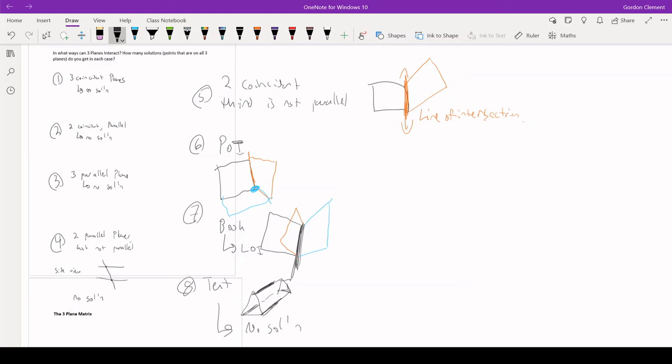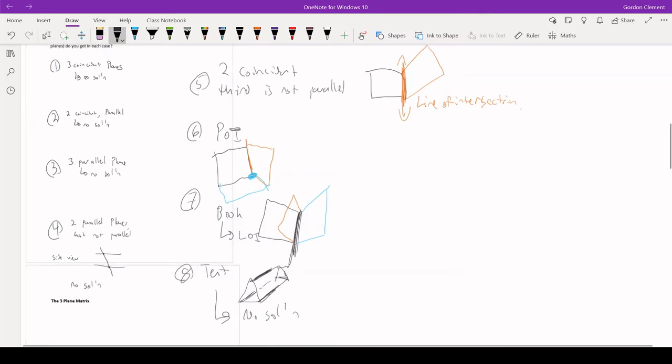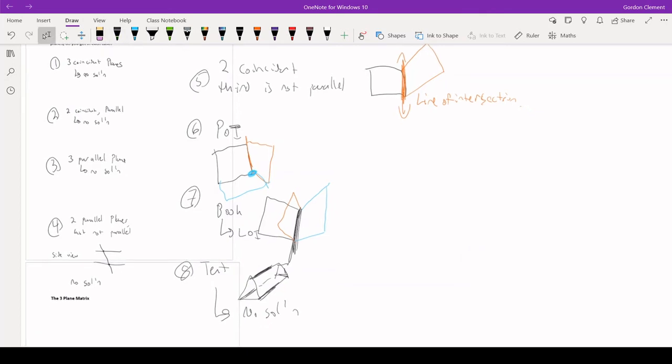And so the edges along the triangular prism would be the lines of intersection between two planes at a time, but we would say that there's no solution to the three-plane problem. There are no points on all three planes. So that's all the things that can happen.